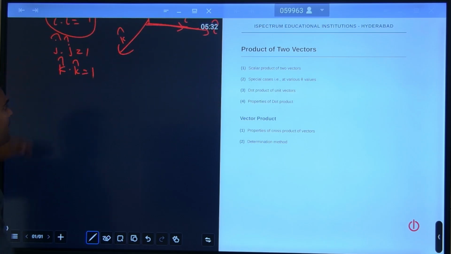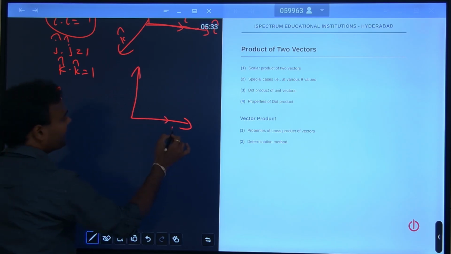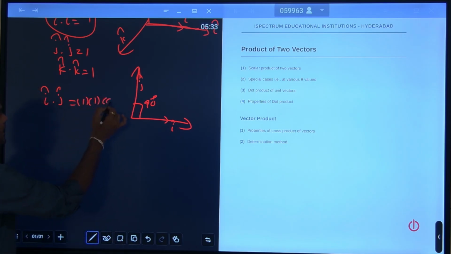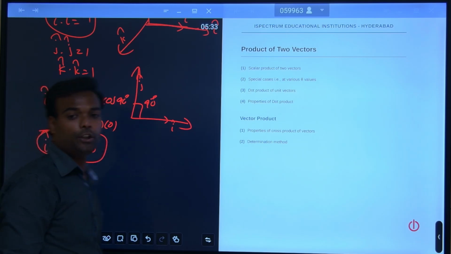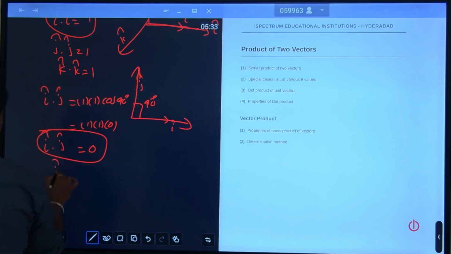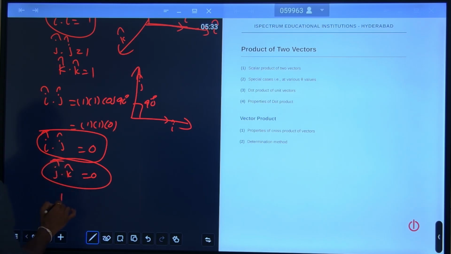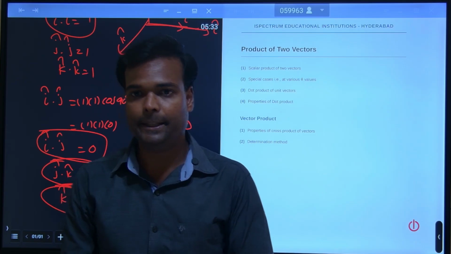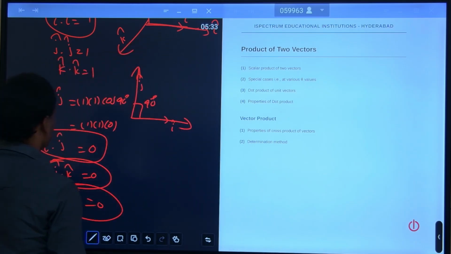Now let us come to i dot j. I dot j means this is i, this is j. Angle between these two is 90 degrees. That means 1 into 1 into cos 90 degrees, that means 1 into 1 into 0. i dot j is equal to 0. Similarly, j dot k is also equal to 0. Similarly, k dot i is equal to 0. This is how the dot product of two unit vectors takes place. Clear?